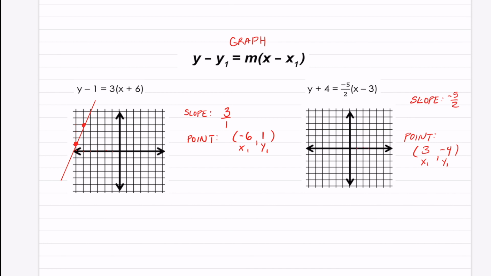1, 2, 3. 1, 2, 3, 4. There's my point. And then follow the slope. Down 5 over 2 is not going to fit, so you can just do the reverse pattern. 1, 2, 3, 4, 5. 1, 2. That is technically still going down by 5 over 2. So if it doesn't fit in your graph like what I just got, do the reverse pattern. There's my line. And now you know how to graph in point slope form.